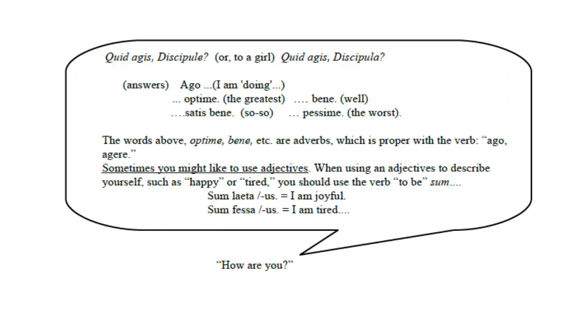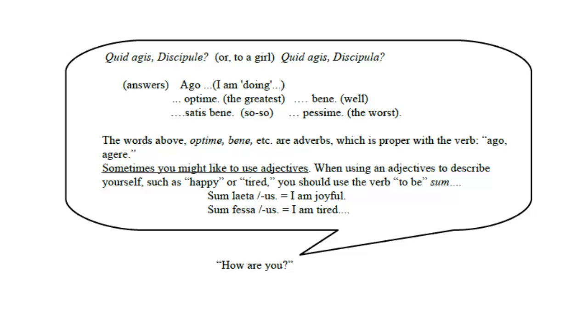Now let's look at the conversation example. This is how you say, in Latin, how are you? Quid agis discipuli, or quid agis discipula. So if it's a boy, you say discipule. That's the irregular vocative for a masculine singular word, the E. And then if it's a girl, you say quid agis discipula.